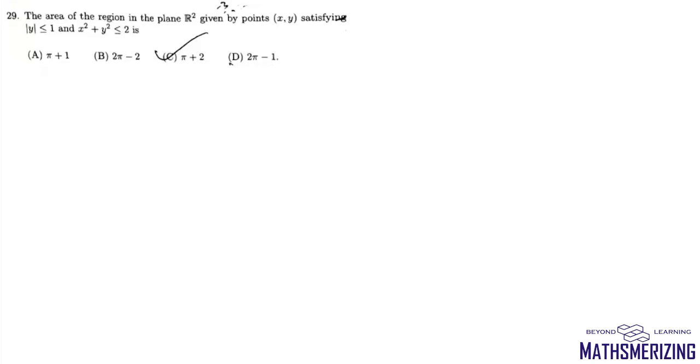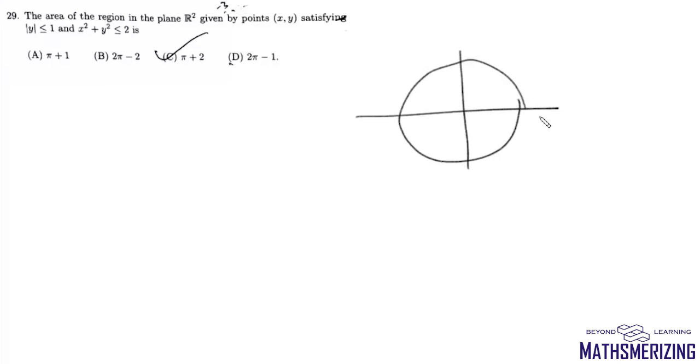Now question number 29 is: find the area of the region in the plane R square given by the points x, y satisfying mod y is less than or equal to 1 and x square plus y square is less than or equal to 2. So the second one represents a circle of radius root 2 and the points lying inside this circle. And the first one is this region where the value of y is between minus 1 and plus 1. So we'll need to find this area.